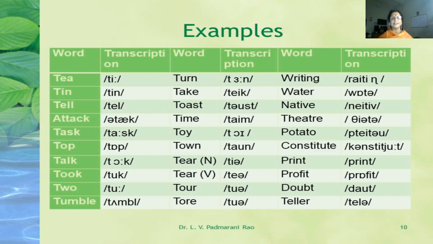W-R-I-T-I-N-G, writing. G is never pronounced in the word final. W-A-T-E-R, water. The R sound, E-R, A-R, O-R, whenever they occur in the word final position, R sound is never pronounced. So it is not water with an R, it is water. That's right. N-A-T-I-V-E, native.